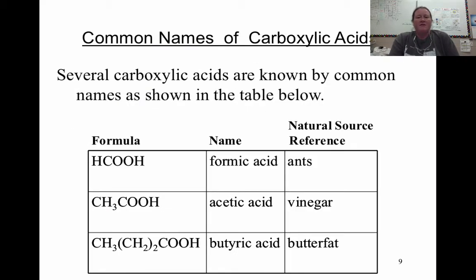So this page doesn't include the propionic or propanoic acid, but it does talk about the formic acid and the acetic acid. Another one is called butyric acid. Its IUPAC name would be butanoic acid, and it has a very rancid, terrible odor. It smells like vomit, I think, or butter that's gone bad.